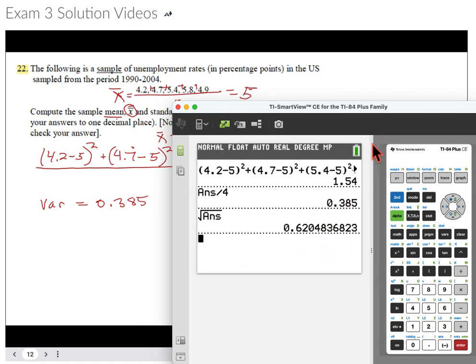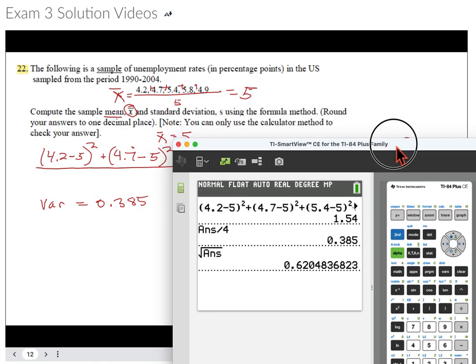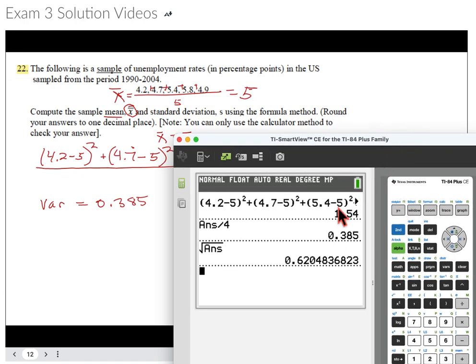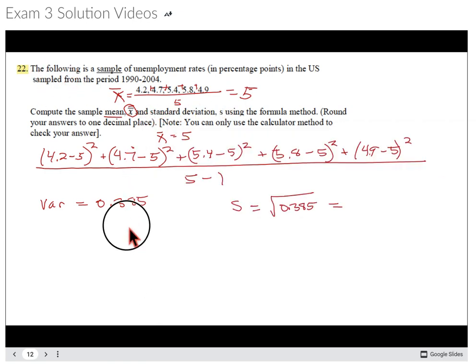0.620. They want how many decimal places? Only one decimal place? Round your answers to one decimal place. Okay, 0.6. I guess the data only has one decimal place, so 0.6. So there's our standard deviation. Circle our answers here. Standard deviation here. The mean is up here.